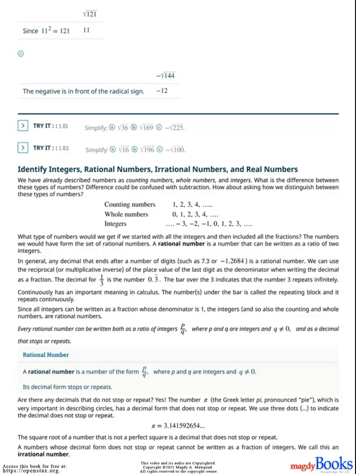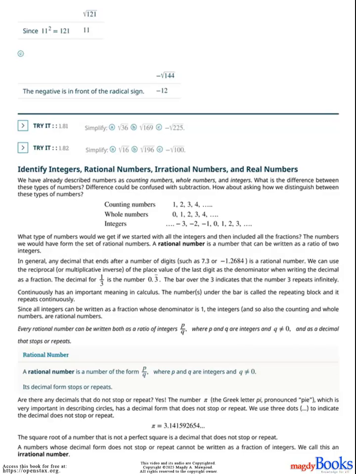A rational number is a number that can be written as a ratio of two integers. In general, any decimal that ends after a number of digits, such as 7.3 or -1.2684, is a rational number. We can use the reciprocal, or multiplicative inverse, of the place value of the last digit as the denominator when writing the decimal as a fraction.